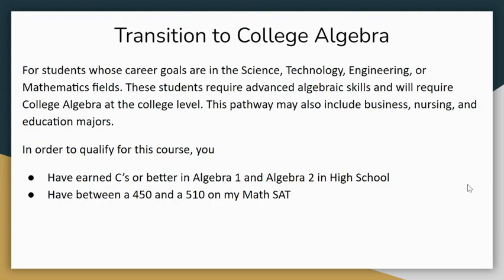This course is for students whose career goals are in the science, technology, engineering, or mathematics fields. These students require advanced algebraic skills and will require college algebra at the college level. This pathway may also include business, nursing, and education majors. In order to qualify for this course, students have earned C's or better in Algebra 1 and Algebra 2 in high school and have scored between a 450 and a 510 on the math portion of the SAT.